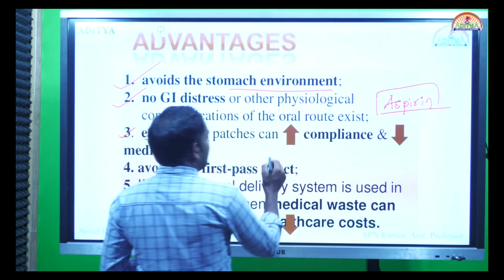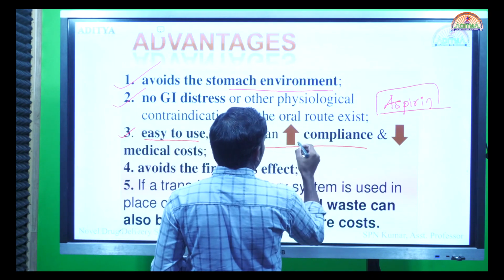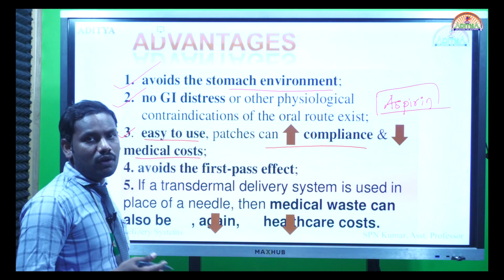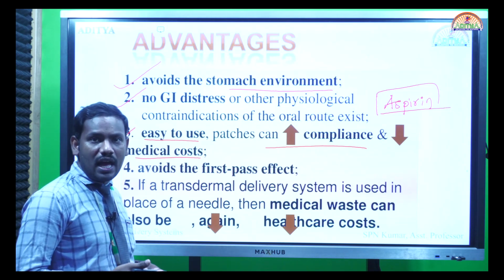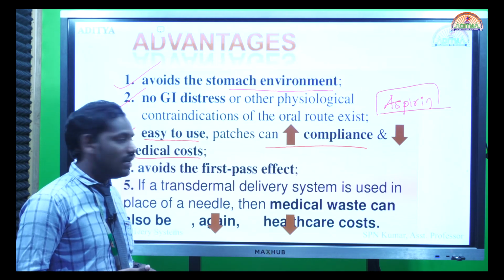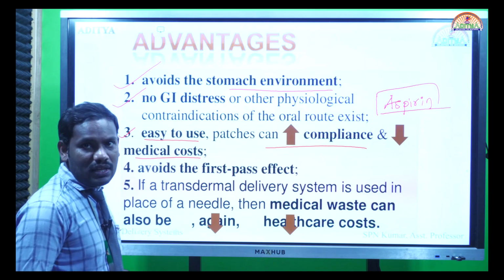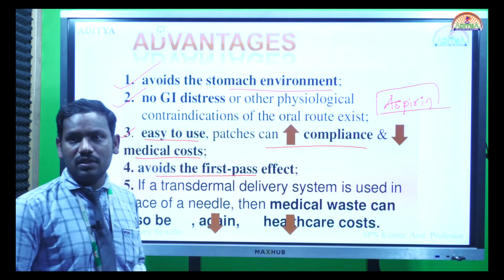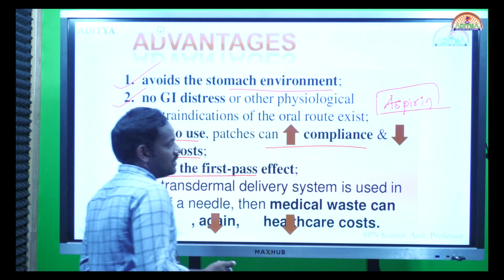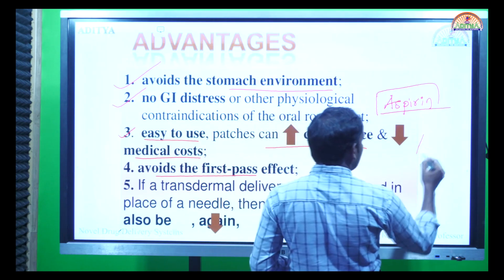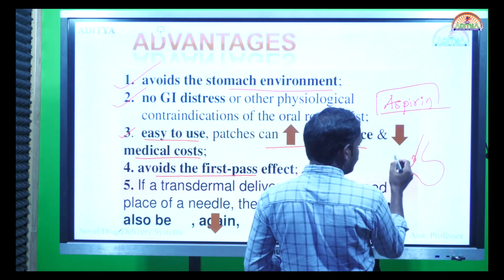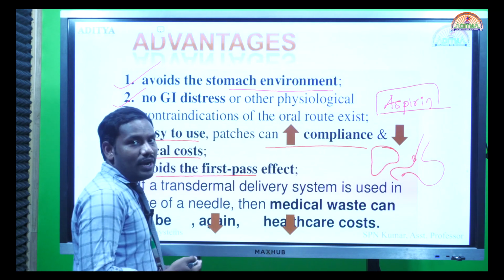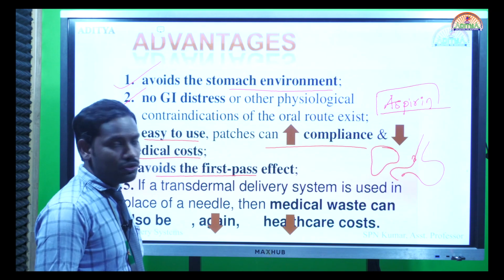So patches can increase patient compliance, and they will decrease the medical cost. Since one patch is enough for 4 or 5 days or even some months, we can have better drug delivery to the body. What else does it do? It avoids the first pass effect, as we have seen from the previous slide. Since the tablet is not reaching the stomach and it is not entering the liver through the hepatic portal vein, we can avoid the first pass effect. It will directly reach the systemic circulation.